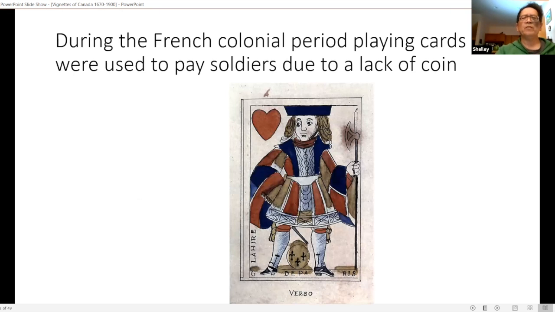During the French colonial period, banknotes were used to pay soldiers due to the lack of coin. And they sort of went in and out of favor. As you can imagine, counterfeiting was rife. During that French colonial period in the 1670s, 80s, and 90s, playing cards were used.